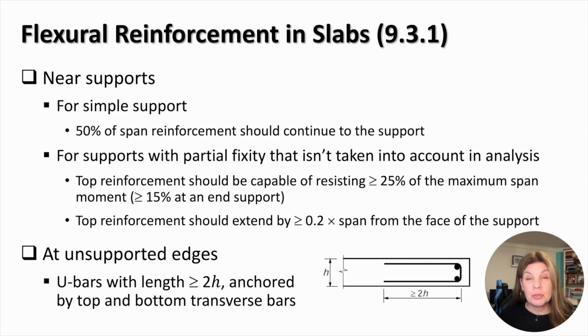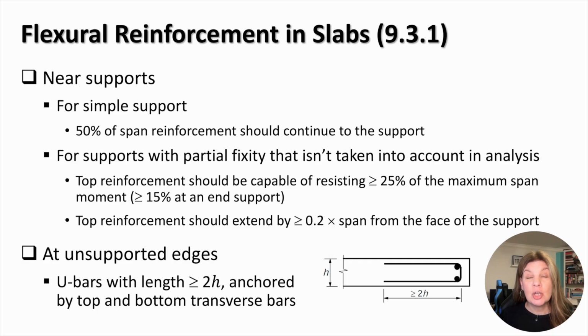50% of span reinforcement should continue to a simple support. For supports with partial fixity that is not taken into account in analysis, the top reinforcement at the internal support should be capable of resisting at least 25% of the maximum span moment, and at an end support at least 15%. In addition, the top reinforcement should extend to the support by at least 20% of the span length.